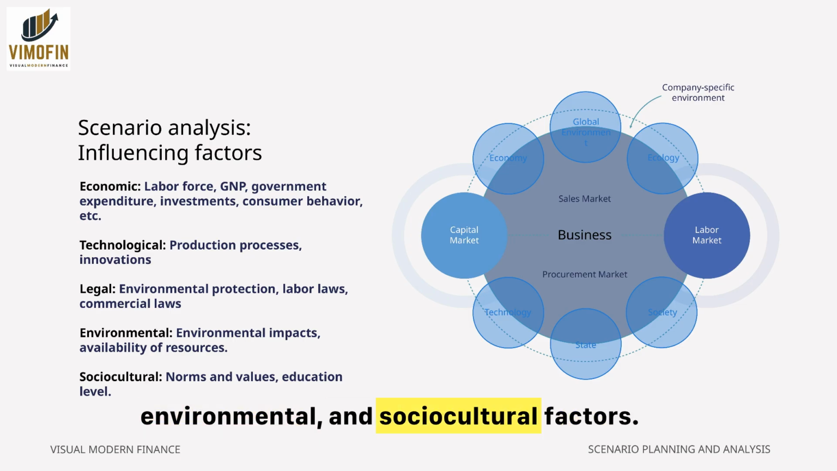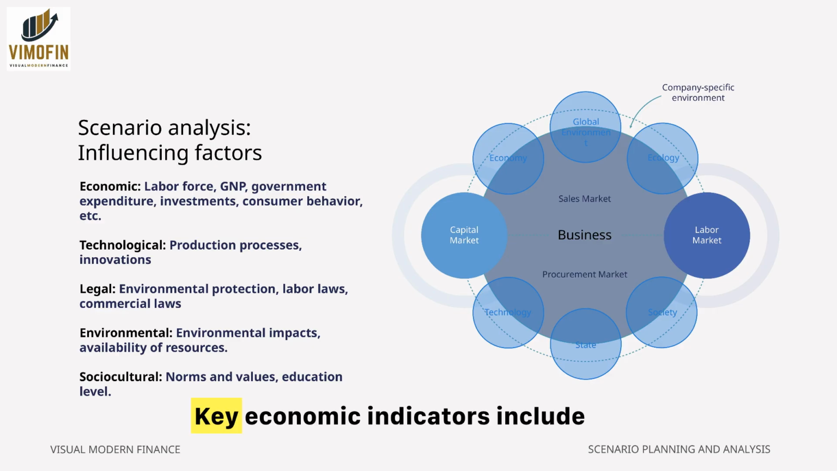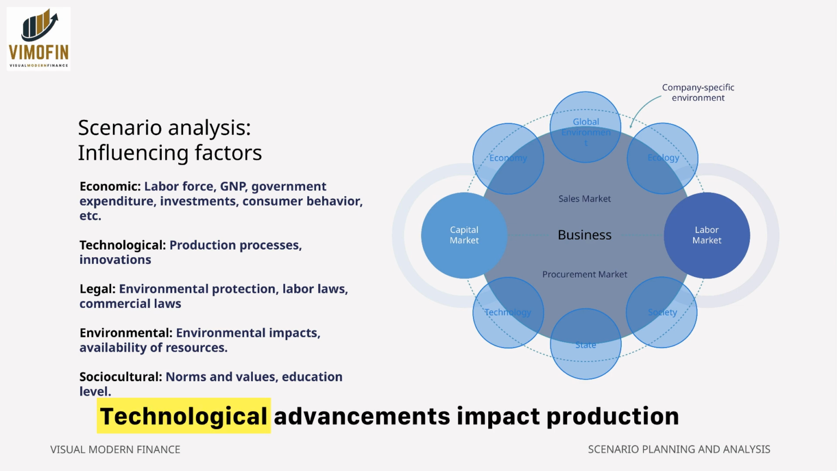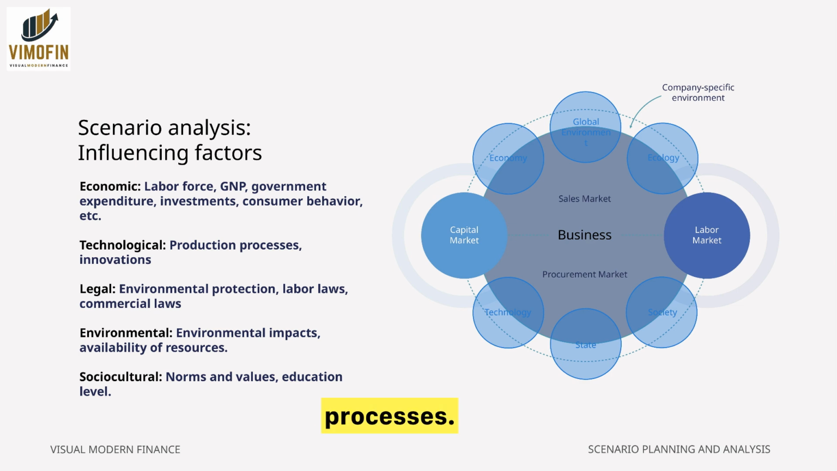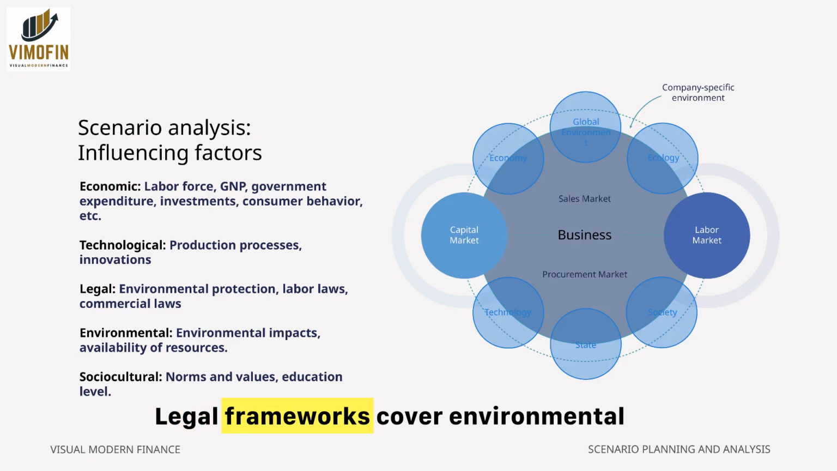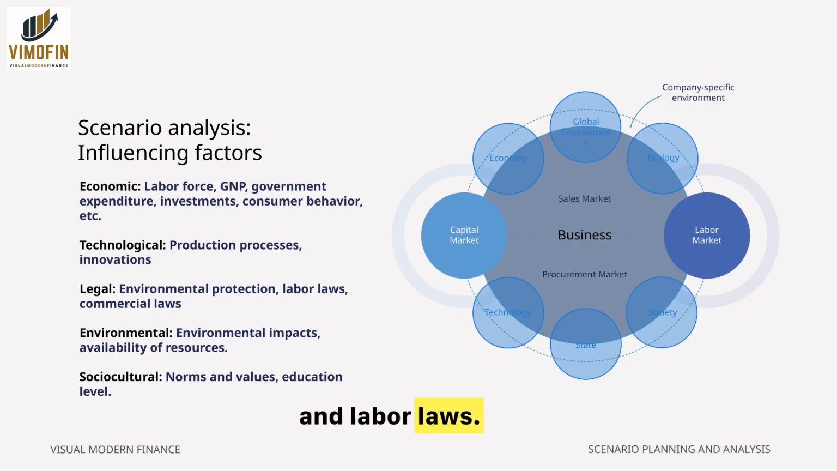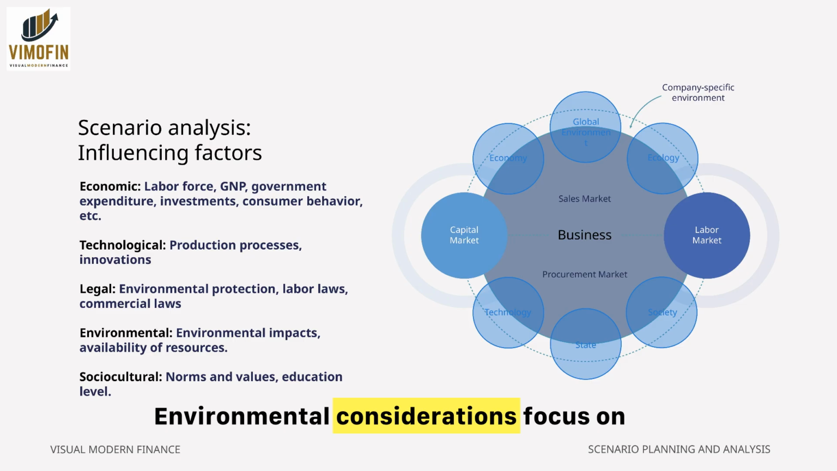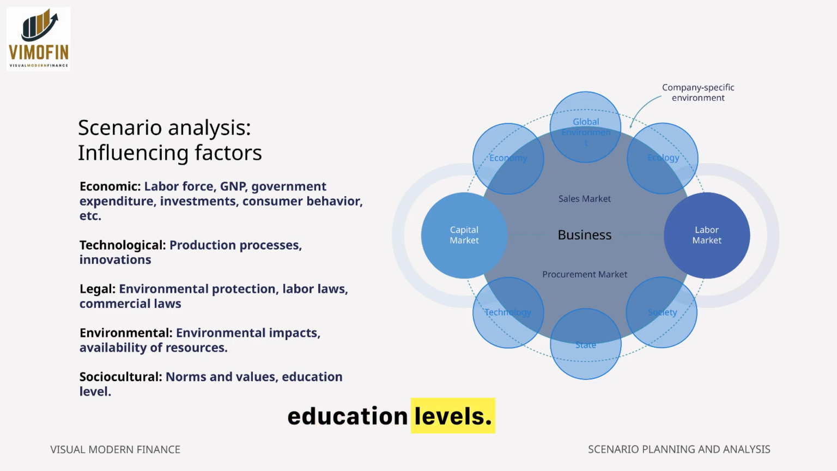Scenario planning in modern finance involves analyzing various markets, sales, procurement, capital, and labor, alongside economic, technological, legal, environmental, and sociocultural factors. Key economic indicators include labor force and government expenditure. Technological advancements impact production processes. Legal frameworks cover environmental and labor laws. Environmental considerations focus on resource availability, while sociocultural aspects address norms and education levels.